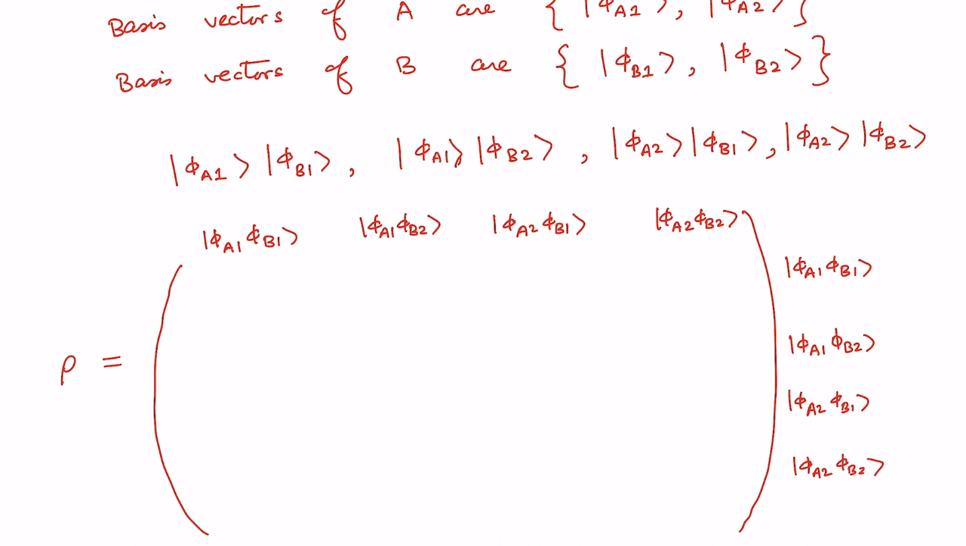Then the density matrix elements would be, the first element, let me put the indices 1, 1 from here and 1, 1 from here, from the column. So the first element would be rho 1 1 1 1. The first indices belong to A, and these indices belong to B. Then in the second term, you are going to have rho 1 2 1 1, rho 2 1 1 1, rho 2 2 1 1.